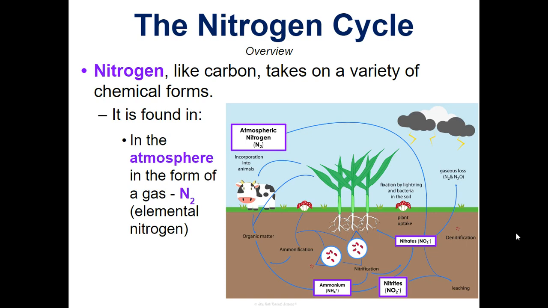Now, where do we normally find nitrogen? Actually, about 76 to 78% or so of our atmosphere is comprised of nitrogen, and it is in the N2 or elemental form of nitrogen. But the problem with that is that a lot of living organisms can't actually use nitrogen in that form. So there are many other steps involved in order to change that nitrogen into forms that living organisms can use.